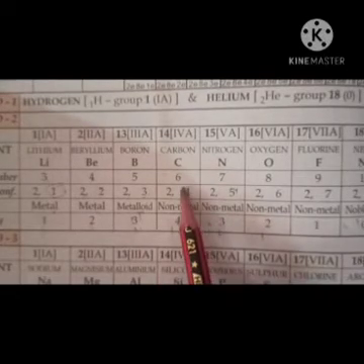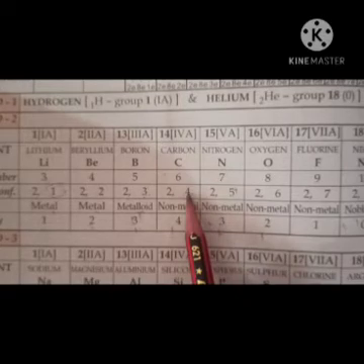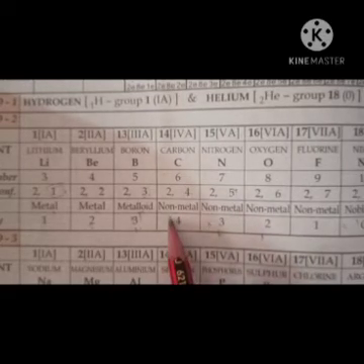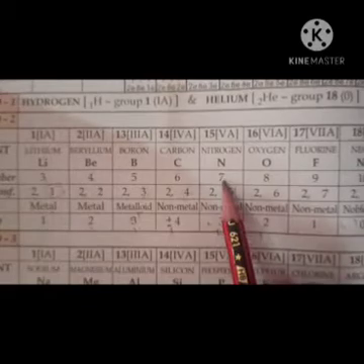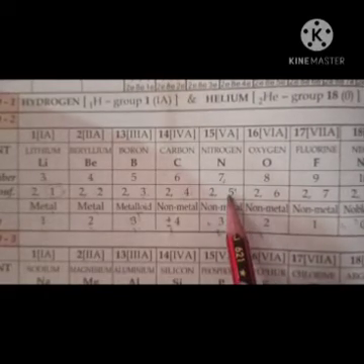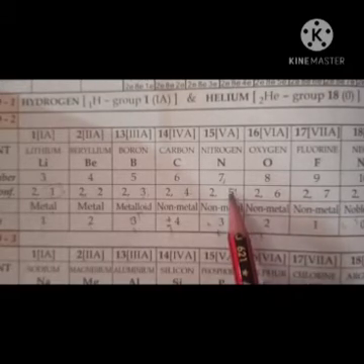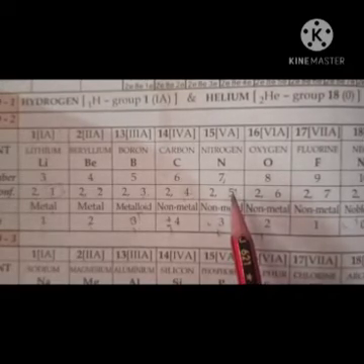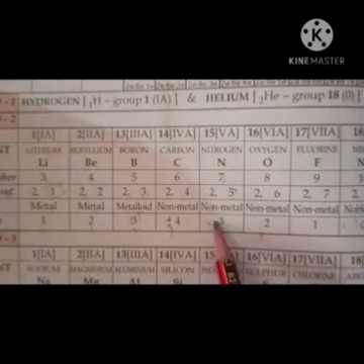Carbon has 4 valence electrons, so neither will it lose nor will it share. It will gain. So what will it do? It will take sharing, and its valency is plus or minus 4. Now come to nitrogen, atomic number 7, electronic configuration 2, 5. To get a stable electronic configuration, it will gain 3 electrons. So its valency is minus 3.